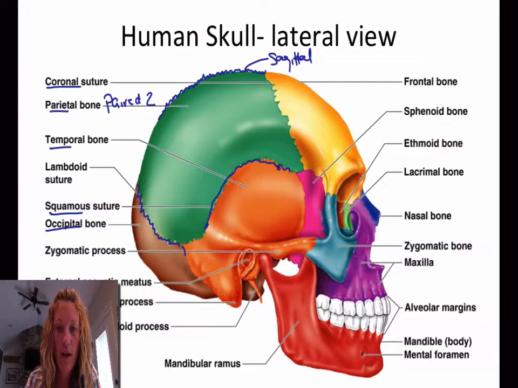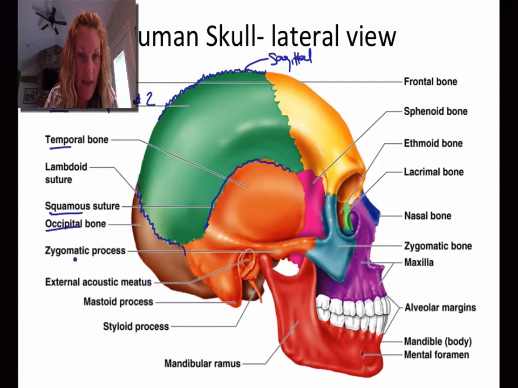Okay, so then we have the squamous suture, and that's going to be right here. So what's that one going to connect? The parietal to the temporal. Good. Okay, let's see. So we're going to skip all the way down to the zygomatic bone. The zygomatic process is this part of the temporal bone right there, and the zygomatic process is the bridge that joins the cheekbone.